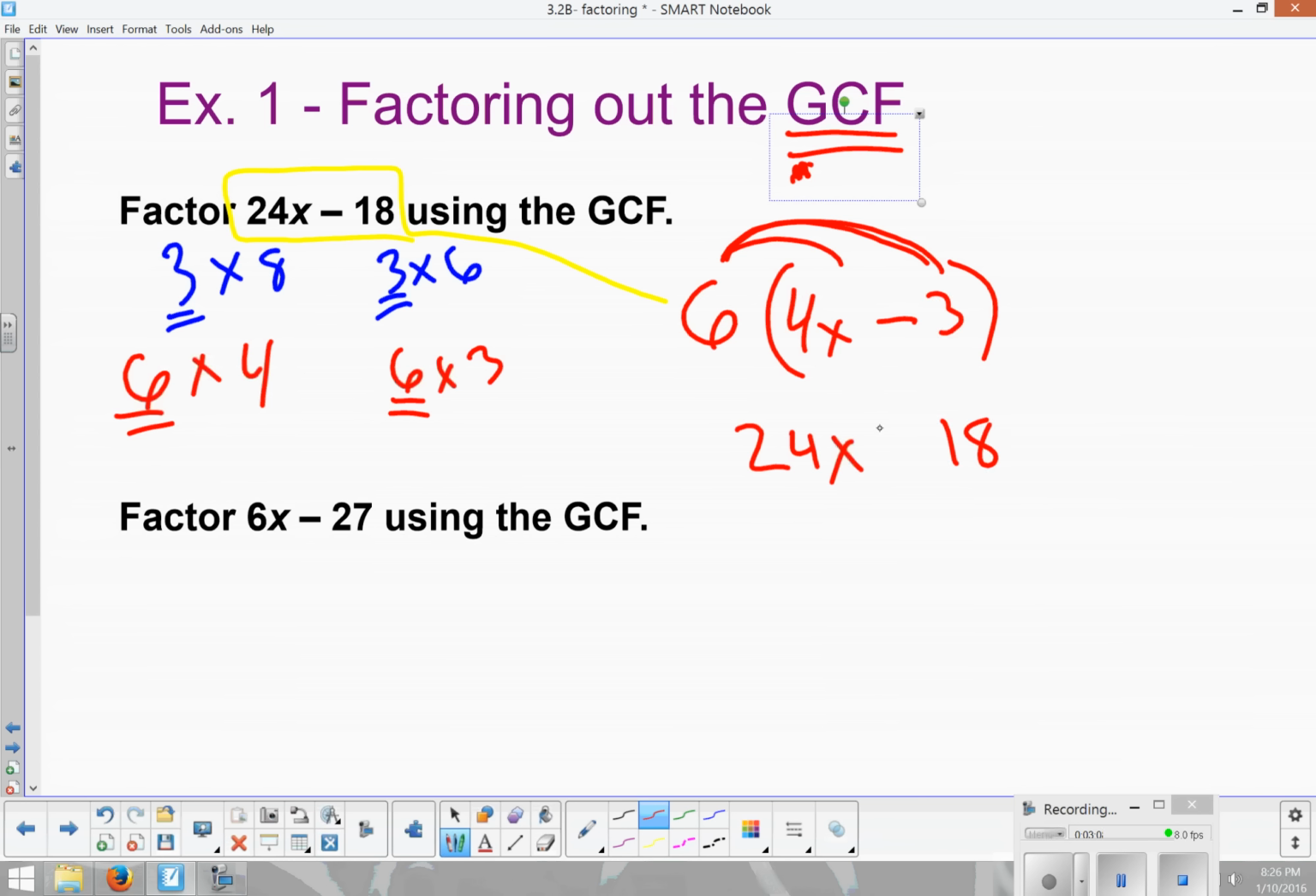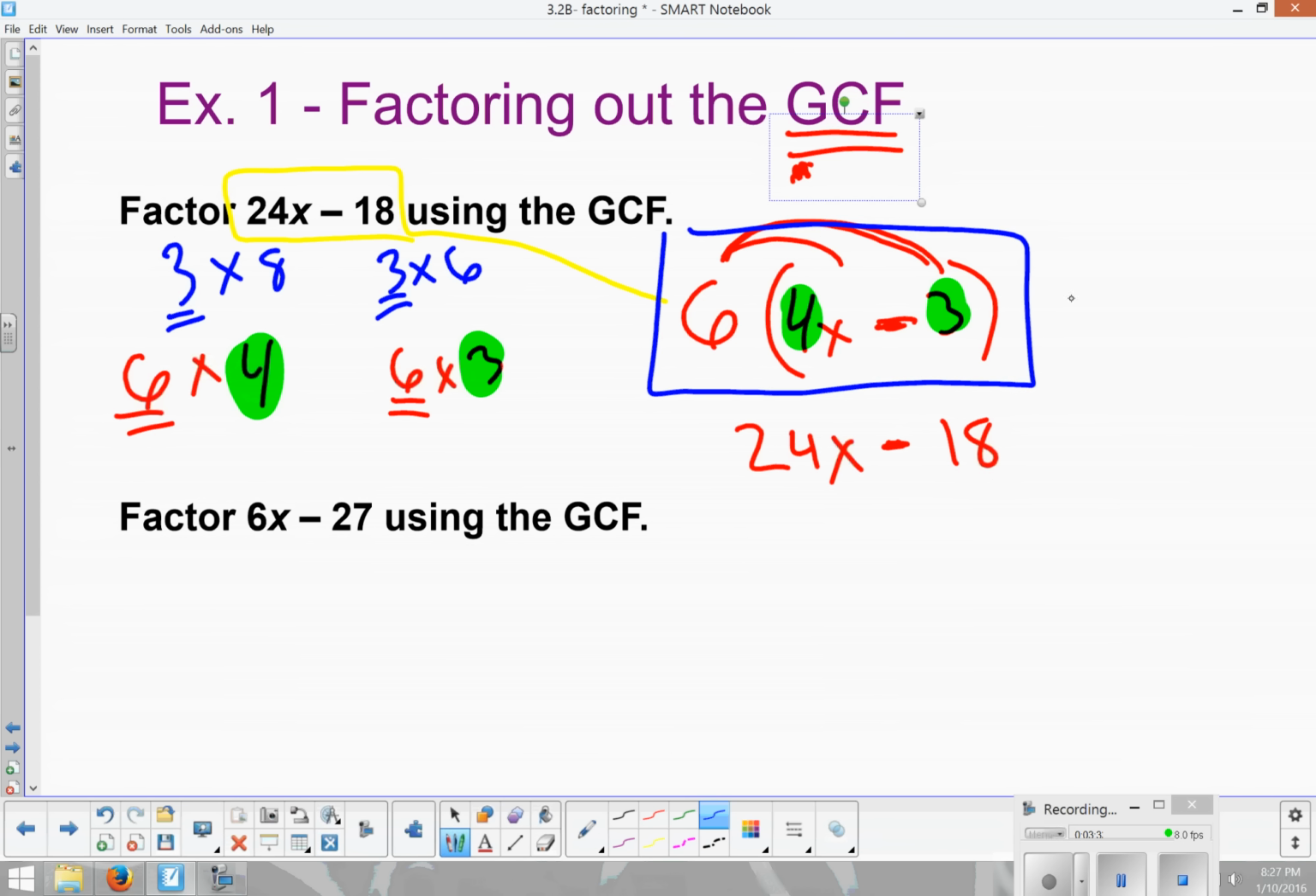Notice I'm always using the sign they had in the beginning, so since it's a subtraction, I put a subtraction. Also, I'm using the numbers here to fill in right here, and the number here to fill in right here. Those are the numbers that go in our grouping. So our final answer for the factored problem is 6 parentheses 4x minus 3. That's it. Let's take a look at the next example.